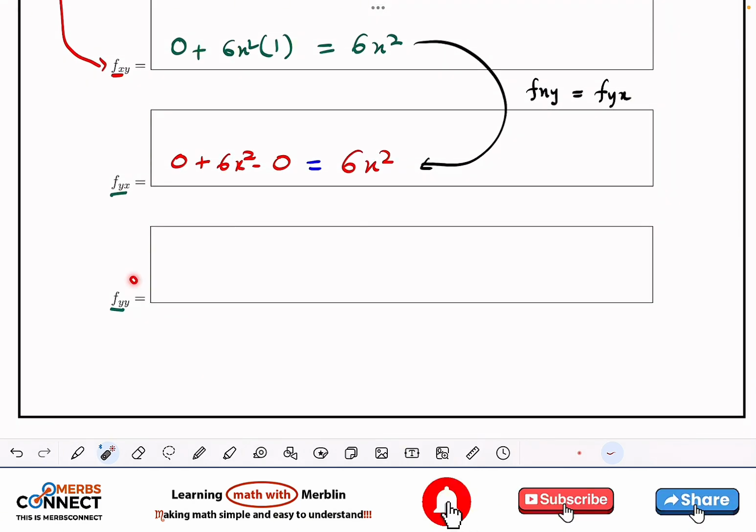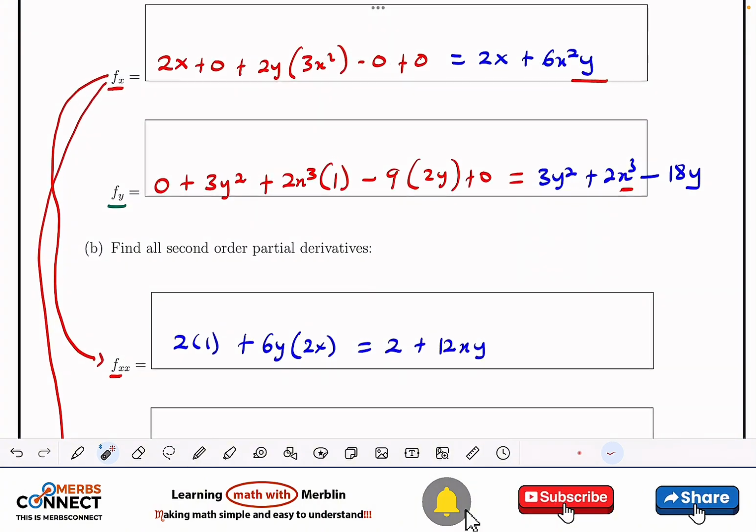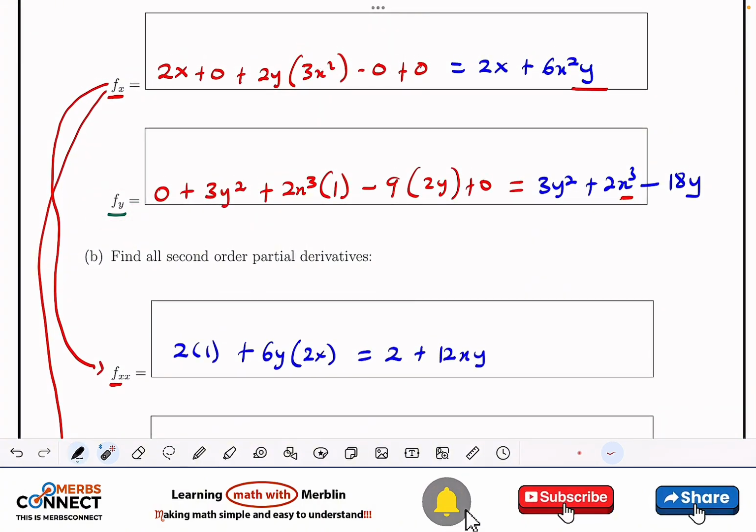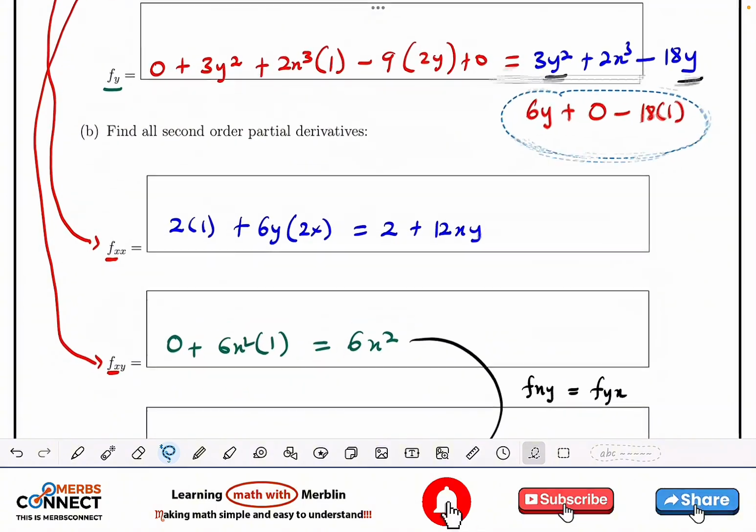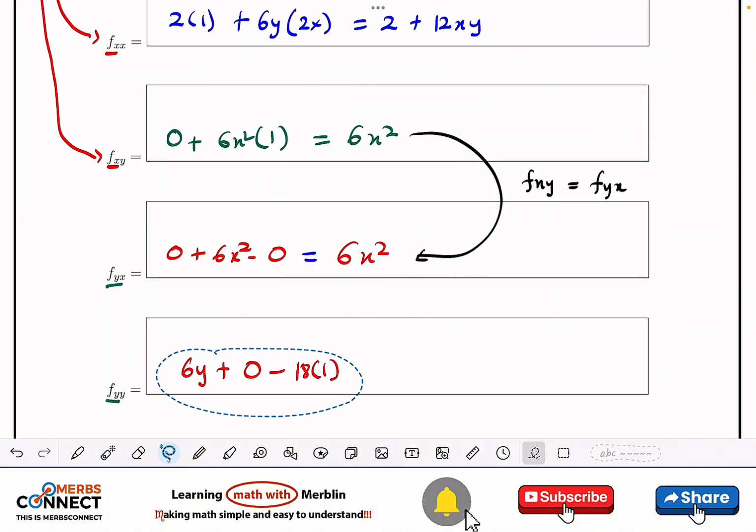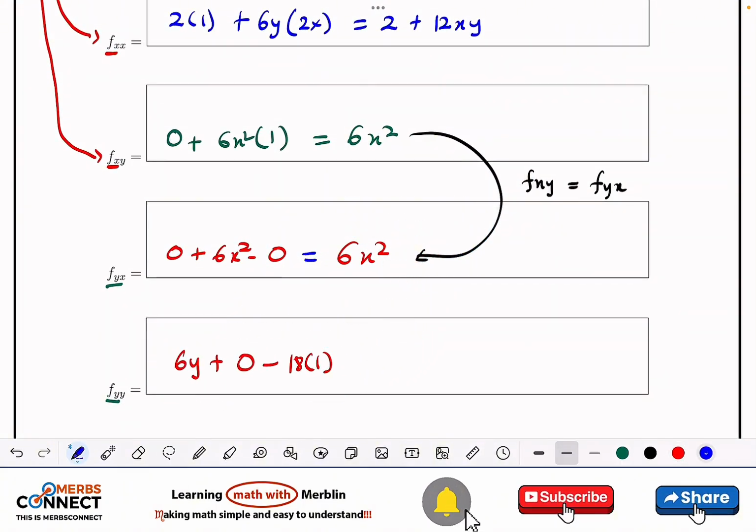Then finally we need to differentiate with respect to y. So we differentiate this with respect to y. So now we have y here, we have y here. So let's do that. This is going to give us 6y plus 0 because there is no y here. Then when I differentiate this, I get minus 18 times 1. So this is what I'm going to get. So let me send it down there. Good. And this is going to give us 6y minus 18.